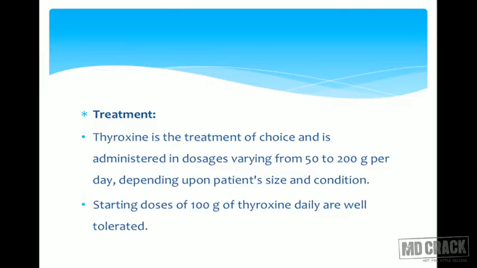What is the treatment? Thyroxine is the treatment of choice and is administered in doses varying from 50 to 200 micrograms per day, depending upon patient size and condition. Starting dosages of 100 micrograms of thyroxine daily are well tolerated.